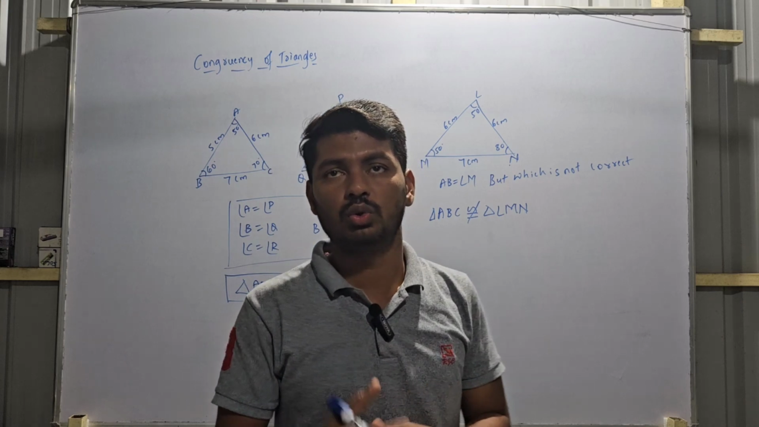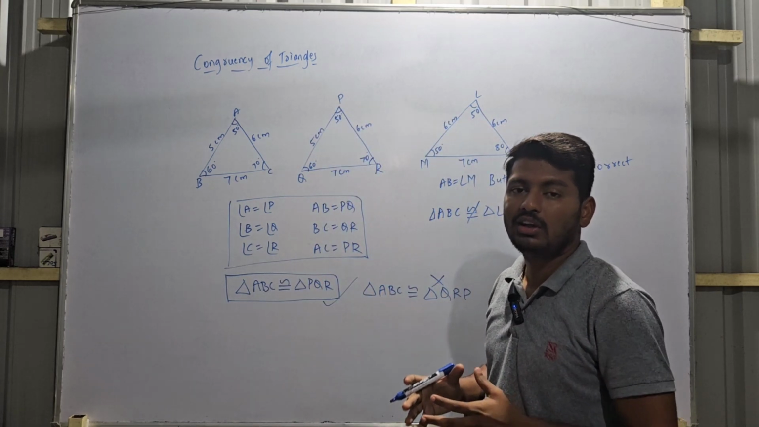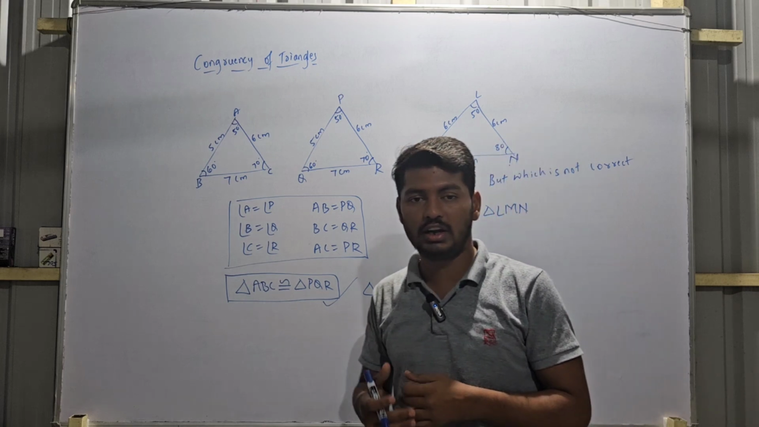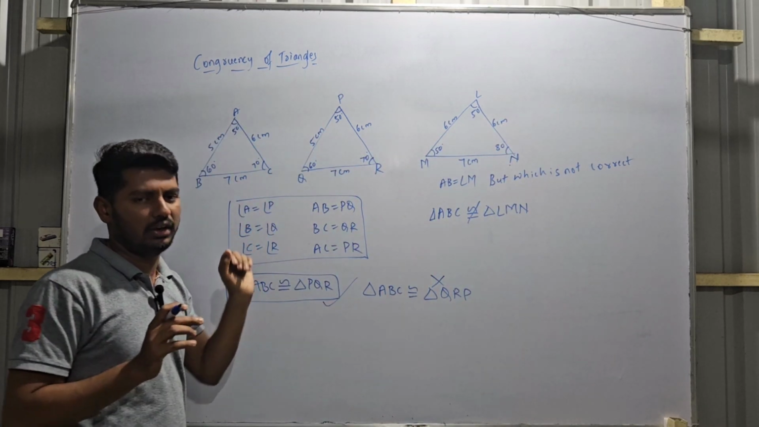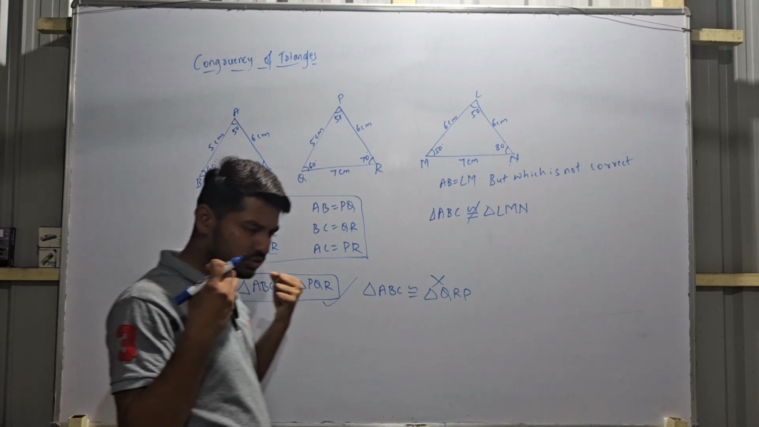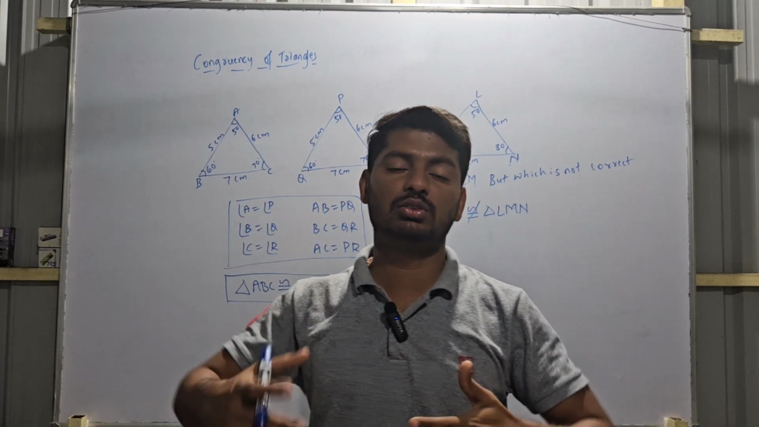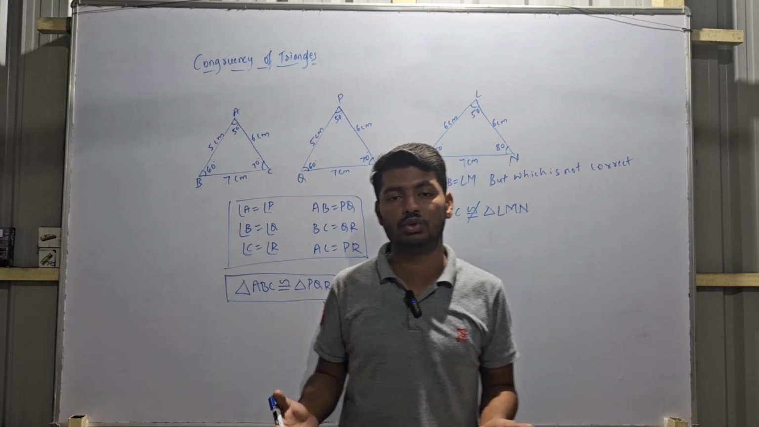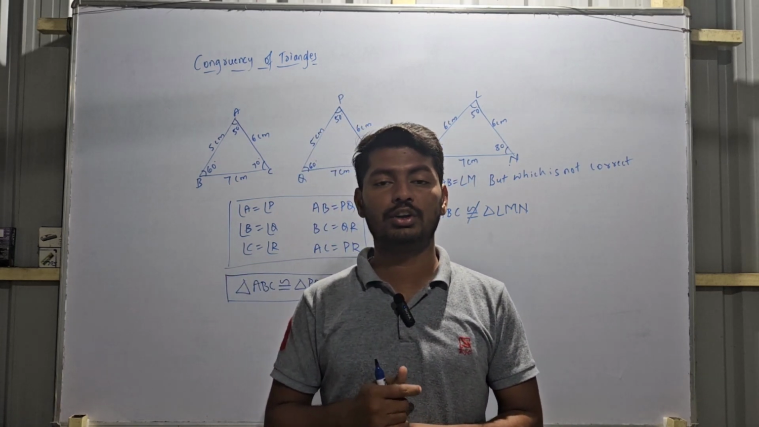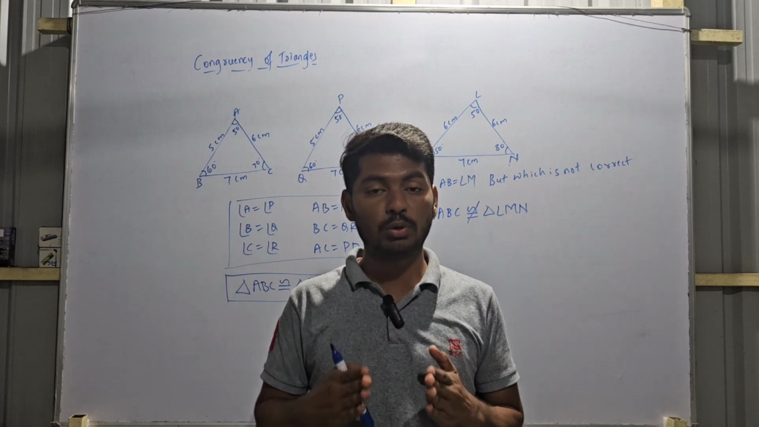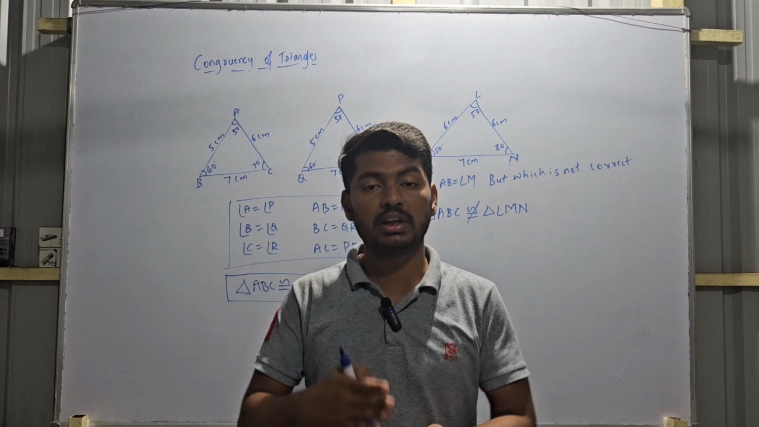So this is about the congruency of the triangles. How are two triangles congruent? What are the conditions for two triangles to be congruent? That we have to discuss. See, if we are given any two triangles and they have given that the two triangles are congruent to each other, then the corresponding sides and angles must be equal.